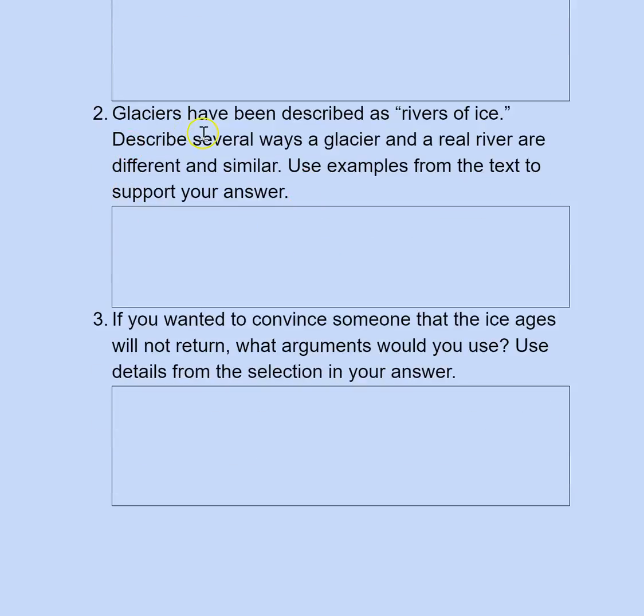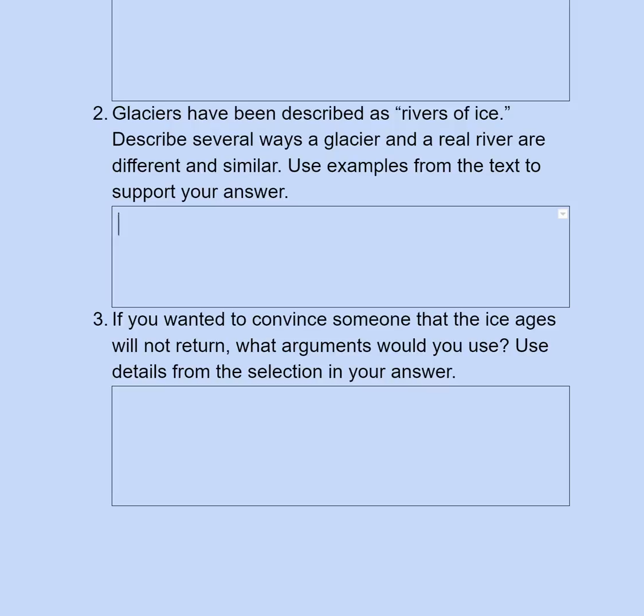Okay, number 2, glaciers have been described as rivers of ice. Describe several ways a glacier and a real river are different and similar. Use examples from the text to support your answer. Well, let's see. Let's find where it says they are rivers of ice. I'm going to pause the video, find that real quick, and then I'll come back.